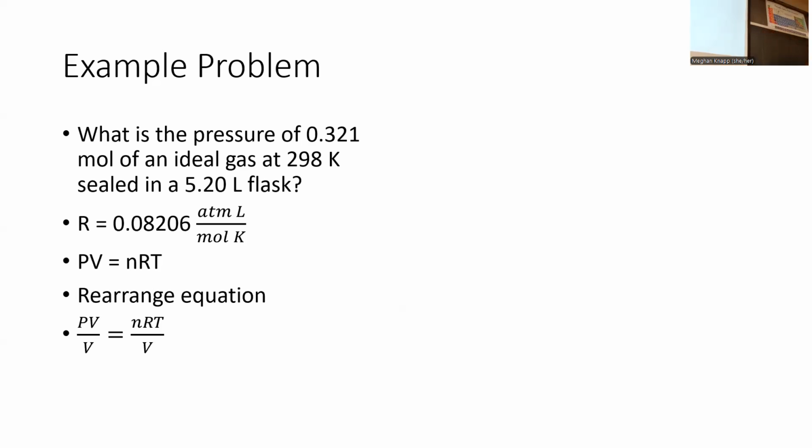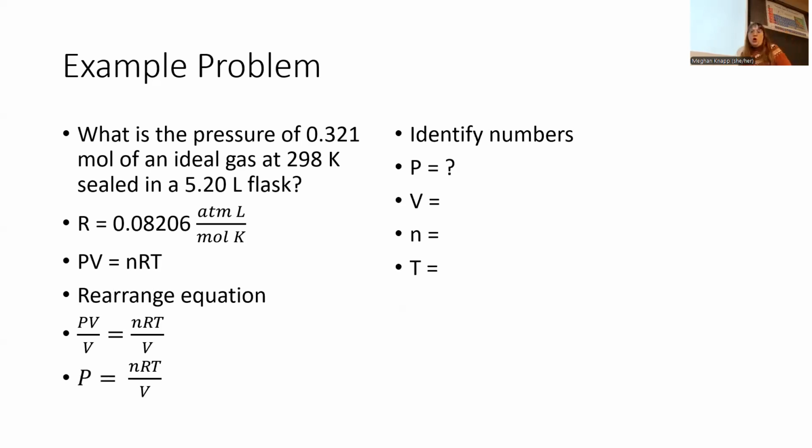The next thing I would do, because I have a lot of different numbers in my equation, I want to match up the numbers with each of those variables. So I'm going to identify my numbers. P, of course, I don't know because that is what I'm looking for. Which of those three numbers is the volume? Yeah, 5.20 liters. It's going to be the volume. Which of those is going to be the moles? 0.321. And then that leaves our last one, the 298, to be our temperature.